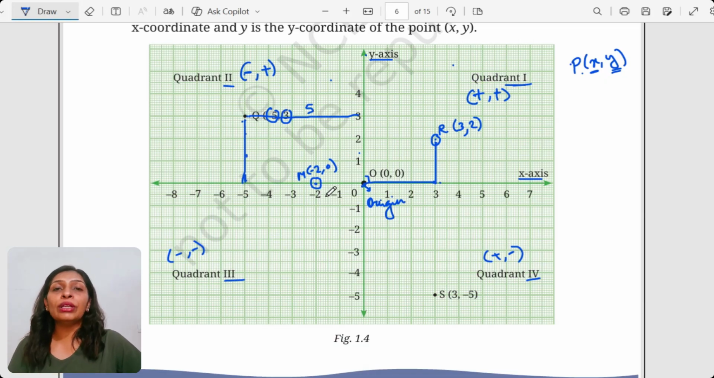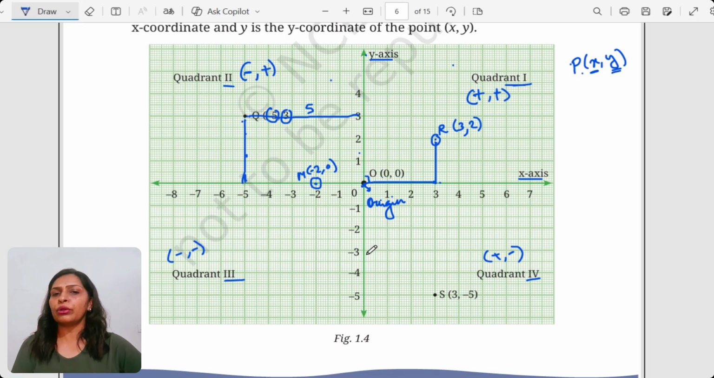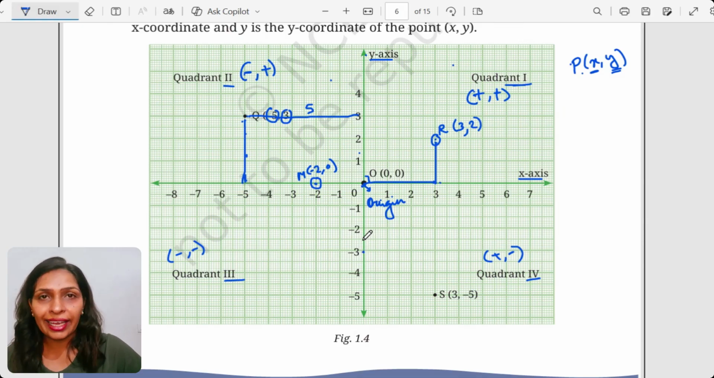Here, many of you will give me the answer, ma'am, it is in the second quadrant and also in the third quadrant. But my dear, the answer to this question is that this point M is lying on the x-axis. It is not in the second quadrant nor in the third quadrant. It is just like a boundary, right? So it is lying on the x-axis. Similarly, if a point is somewhere here, this point is going to lie on the y-axis.